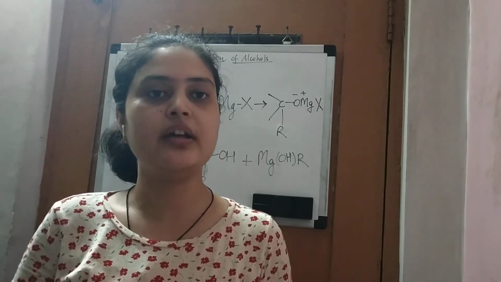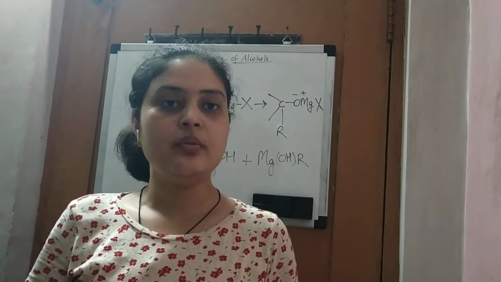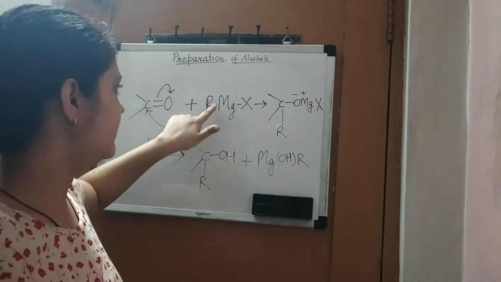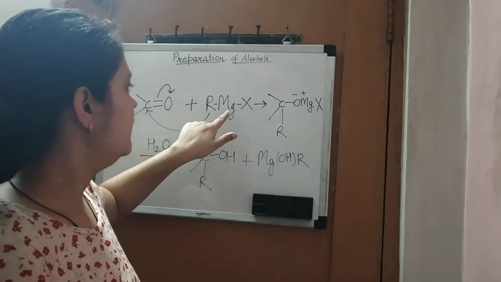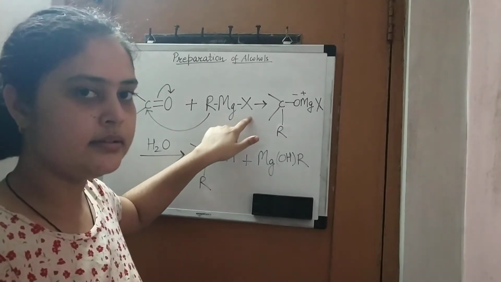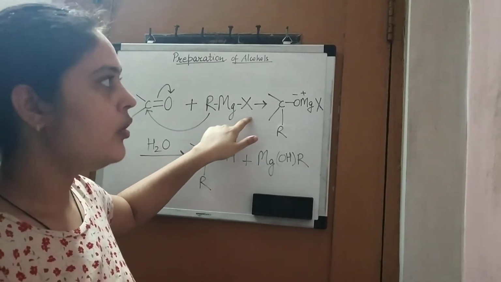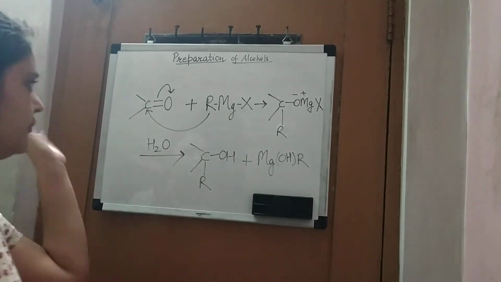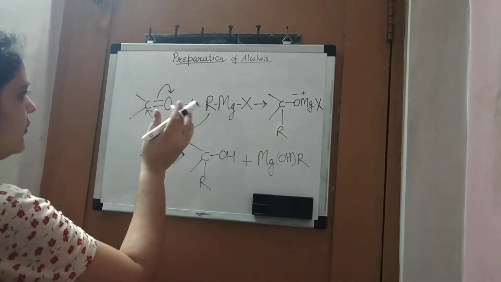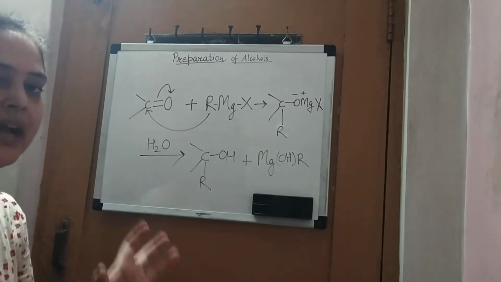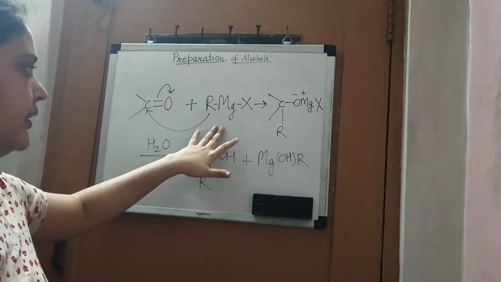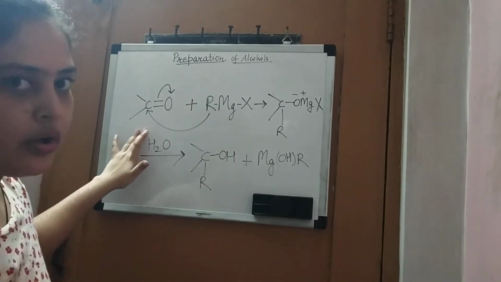Grignard reagents are organometallic reagents, organometallic halides. Organometallic means it has an organic group, that is an alkyl group, and the metal is magnesium, and the halide is this X group, which can be chlorine or bromine. Now, first of all, what will be the reactant which we will use to prepare the alcohol? Apart from the Grignard reagent, we will use the aldehyde or ketone.